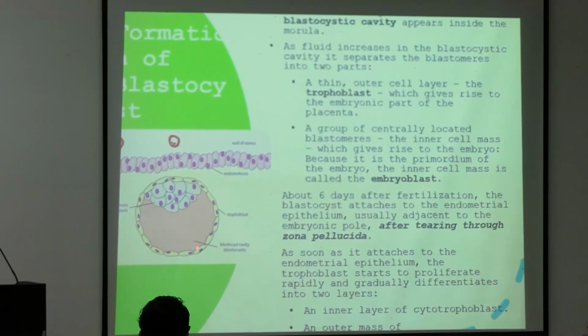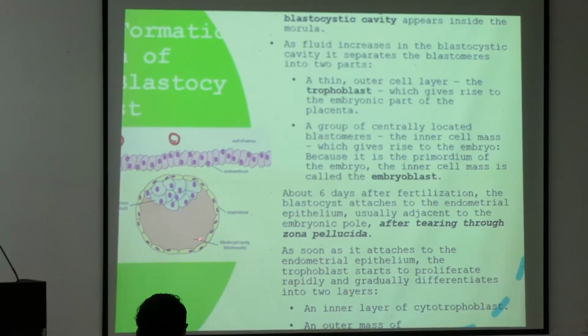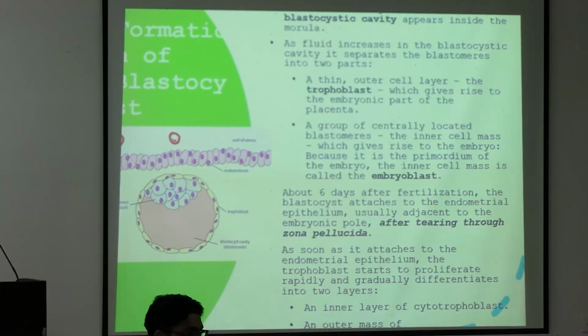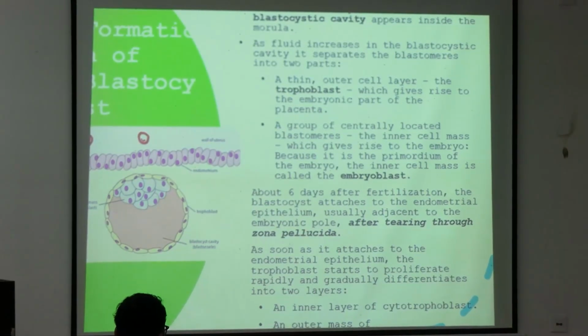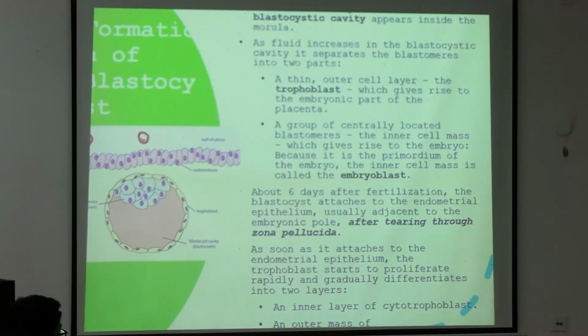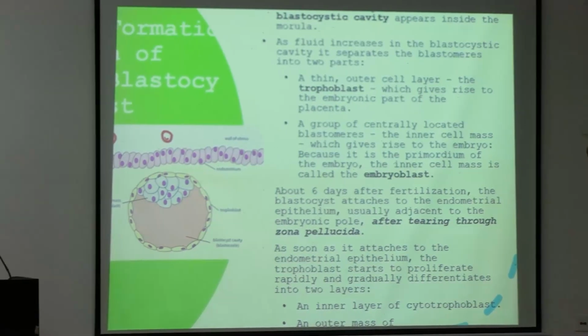The entire blastocyst is this. This is the outer layer, trophoblast, and this is the inner cell mass. The inner cell mass gives rise to the embryo, and the outer trophoblast gives rise to the placenta. Right? And this is the cavity, it's fluid filled. So the blastocyst attaches to the endometrium around day 6-7 after tearing through the zona pellucida. Remember, the zona pellucida is constantly covering till the morula. Right? Once the blastocyst is formed, it breaks out.